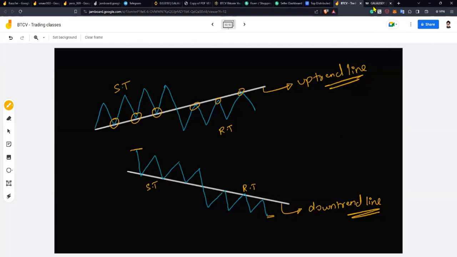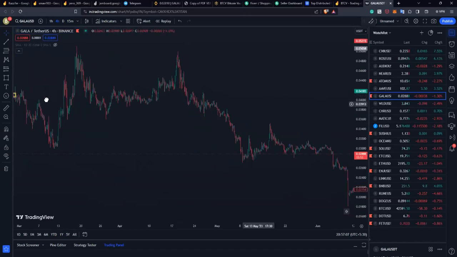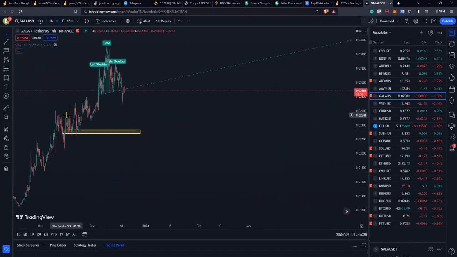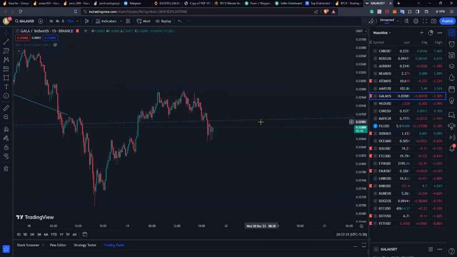But support and resistance is like the very basic one. Everyone uses it, everyone understands it. So that's why it's very important to understand support, resistance, trend line, and everything. They're the easiest ones, to be honest. They're the easiest ones to understand.